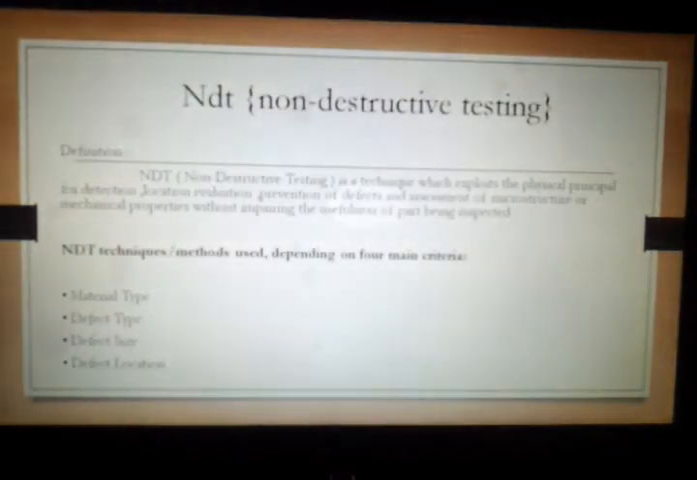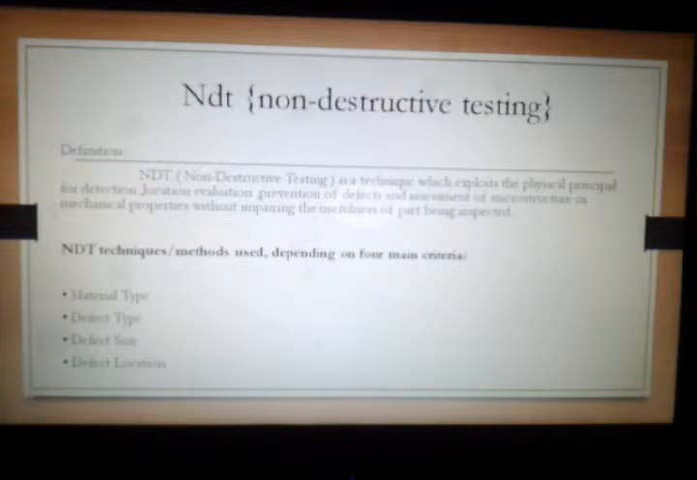So we talked about NDT, that is non-destructive testing. What is NDT? NDT is a technique which exploits the physical principle for detection, location, evaluation, prevention of defect and assessment of microstructure or mechanical properties without impairing the usefulness of the part being inspected. NDT techniques and methods are used depending on 4 main criteria. First is material type, second is defect type, then defect size and defect location.